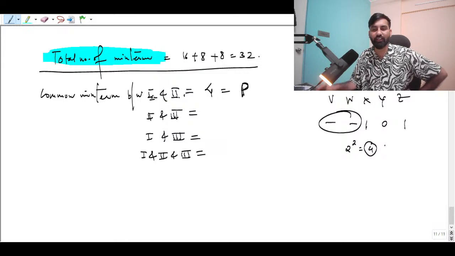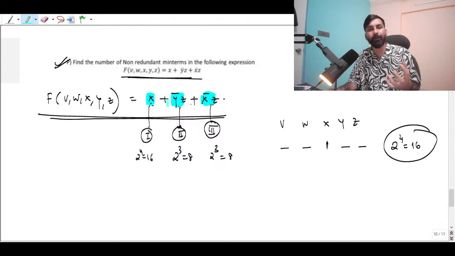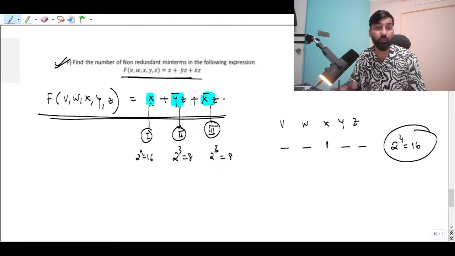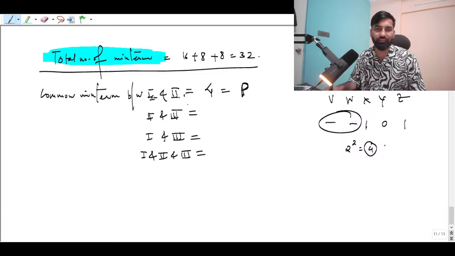Now if you look between second and third, notice here, how many minterms are common here? y bar g, x bar g, three literals are present. So again you will find that it is 4 only. You can say this is q.